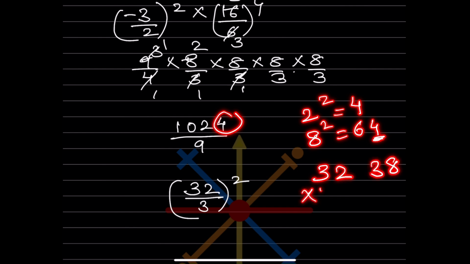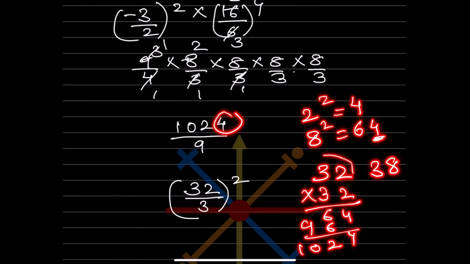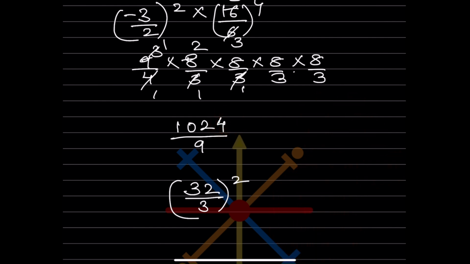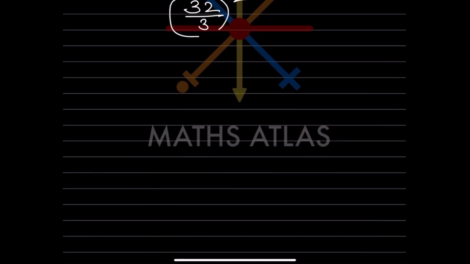So now let us multiply 32 into 32. This is going to be 64. So now what will you get here? 1024. Hope you got this one. So we don't have to check this one. So now this is 32 square and this will be 3 square. So this is the final answer.